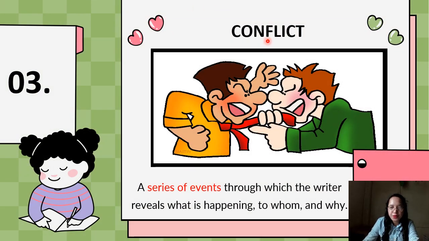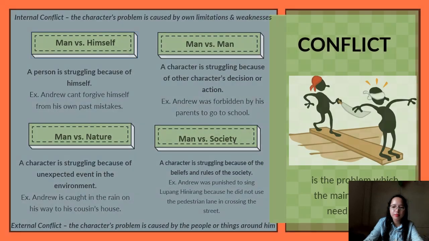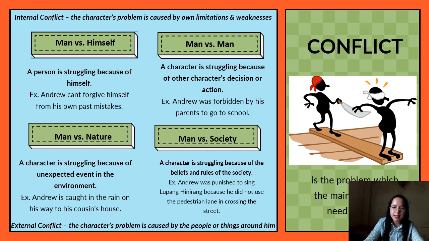The third element of a short story is the conflict. Now, it is a series of events through which the writer reveals what is happening, to whom, and why. Conflict is a problem which the main characters need to solve. Under conflict, we have two types: internal conflict and external conflict. When we say internal conflict, the character's problem is caused by his own limitations and weaknesses. On the other hand, in external conflict, the character's problem is caused by the people or things around him.